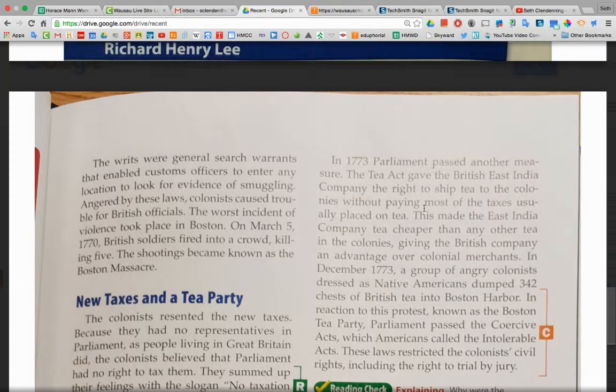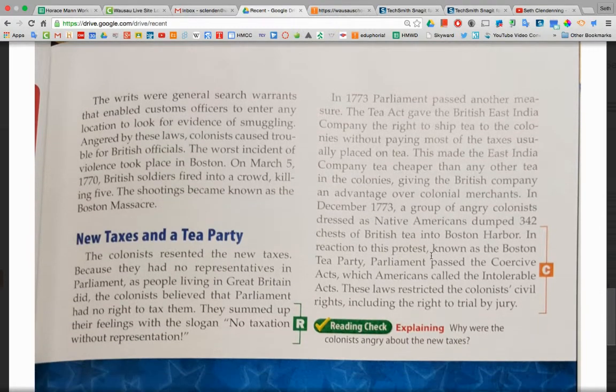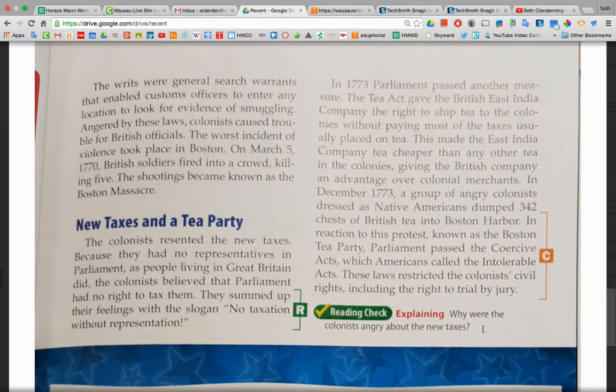In 1773, Parliament passed another measure. The Tea Act gave the British East India Company the right to ship tea to the colonies without paying most of the taxes usually placed on tea. This made the East India Company tea cheaper than any other tea in the colonies, giving the British company an advantage over colonial merchants. In December 1773, a group of angry colonists dressed as Native Americans dumped 342 chests of British tea into Boston Harbor. In reaction to this protest, known as the Boston Tea Party, Parliament passed the Coercive Acts, which Americans called the Intolerable Acts. These laws restricted the colonists' civil rights, including the right to trial by jury.